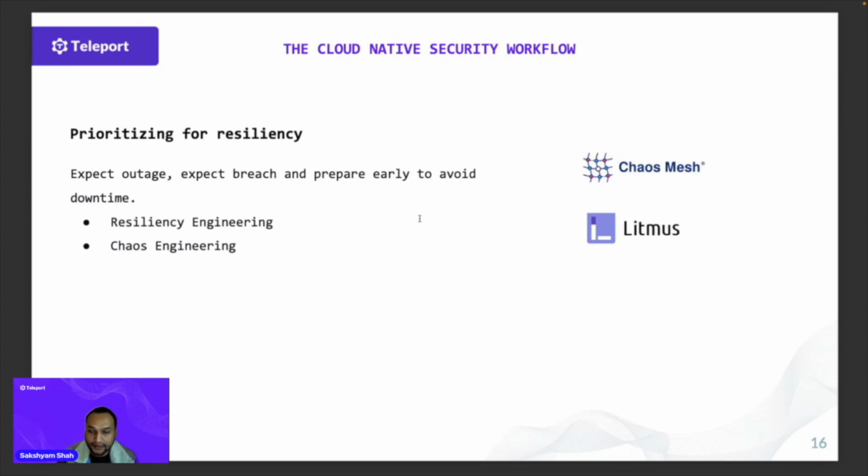First is following resiliency engineering. Resiliency engineering means the notion of avoiding downtime will be thought of and implemented early on from the design process itself.